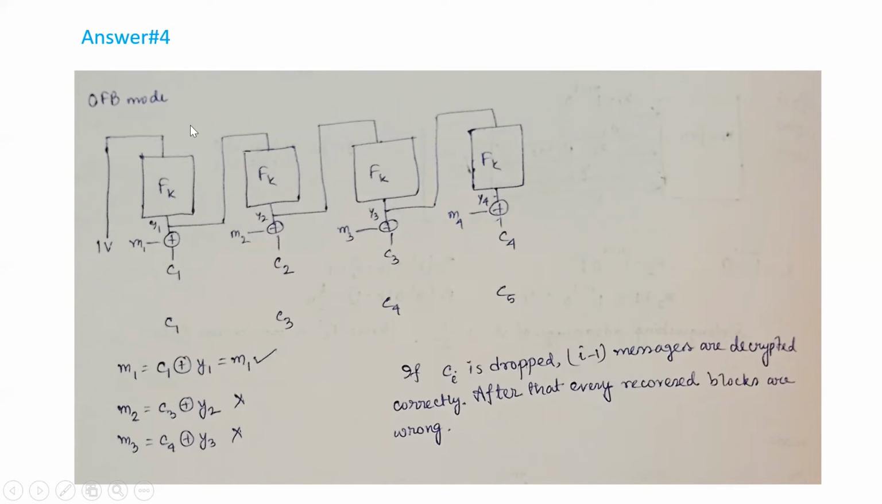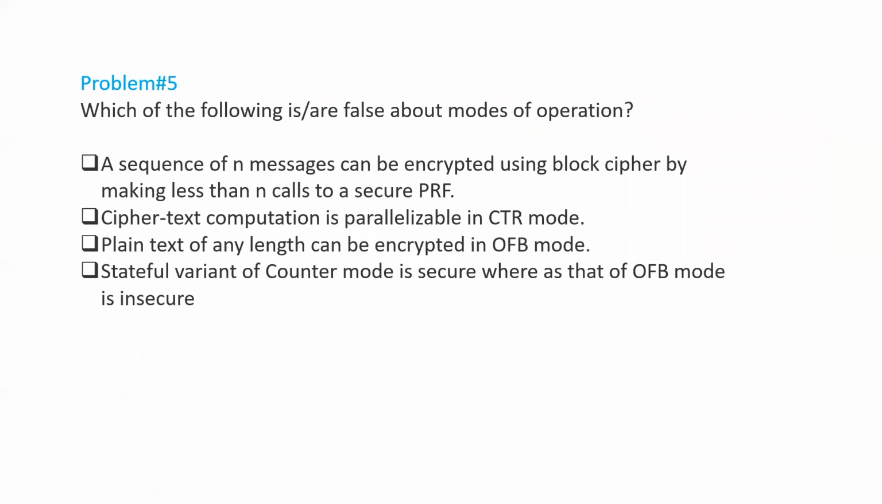So if you have replaced all the individual inputs to the blocks with IV plus 1, IV plus 2, and so on, they can be computed independently of each other, and so that can be parallelized. So that is a true statement. Then, plain text of any length can be encrypted in OFB mode. Yes, that is true.